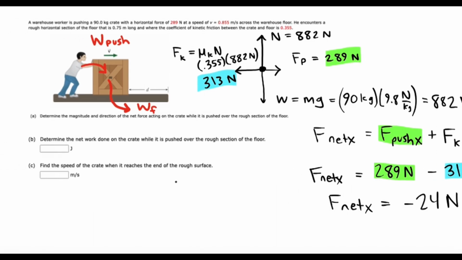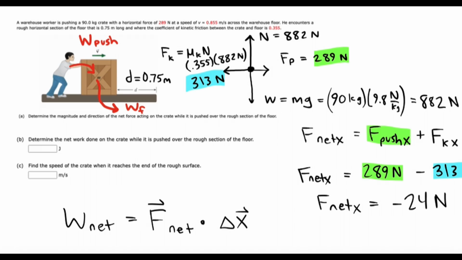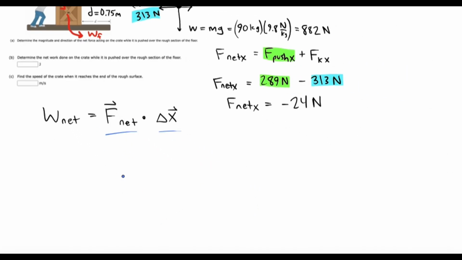Okay, now they ask us to determine the net work done on the crate while it's being pushed over the rough section of the floor. So the distance there of the push, they claim, is 0.75 meters. In order to calculate the net work, what you need is the net force and a dot product with the displacement of the crate. What angle do the force and the displacement have in this case for this crate?